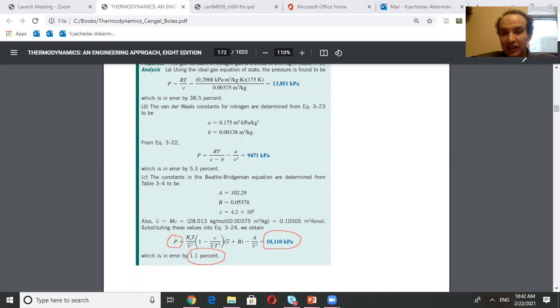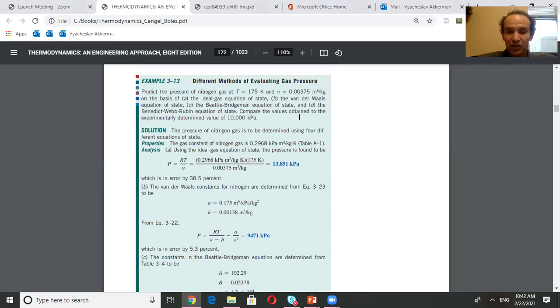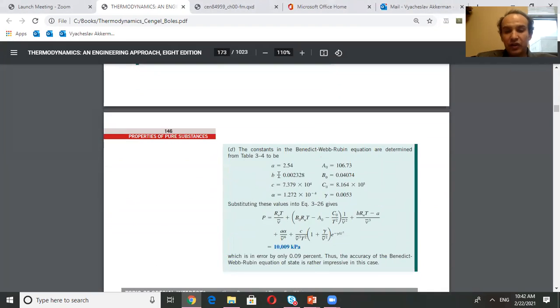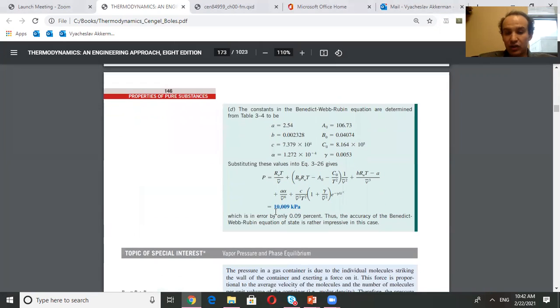In fact, you know that experiments also are not very accurate, so maybe this value is better than the experimental value, right? So it's 1.1%. And eventually, if you use the Rubin equation, which is even more accurate, then you will see that the pressure you calculate will be 10.009, which means you have 10 megapascals and your error is 0.09%. So that is my conclusion from here.